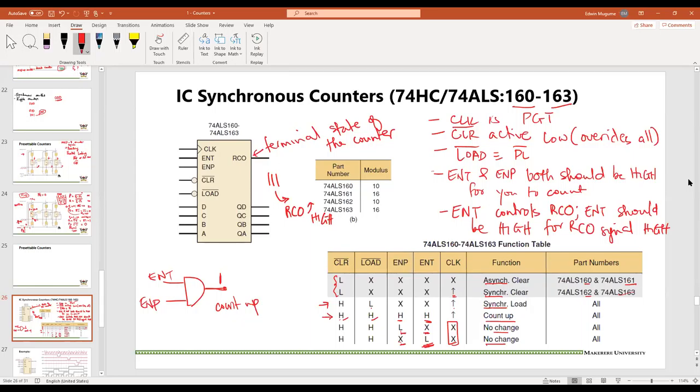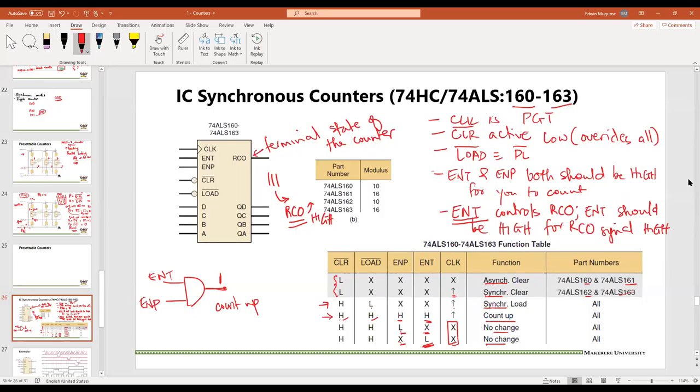When you reach the terminal state, it goes high to show that that's the end of the counting range, and we are going to clear back to the start. Now, for RCO to actually go high, you must make sure that ENT is high. We are going to see some examples of these. But ENT and ENP, both of them control the counting. If both of them are high and you're not clearing or loading, then you can count up.